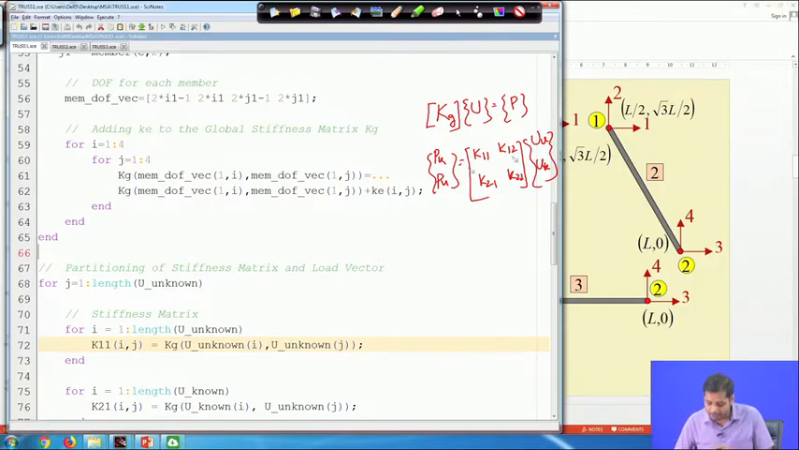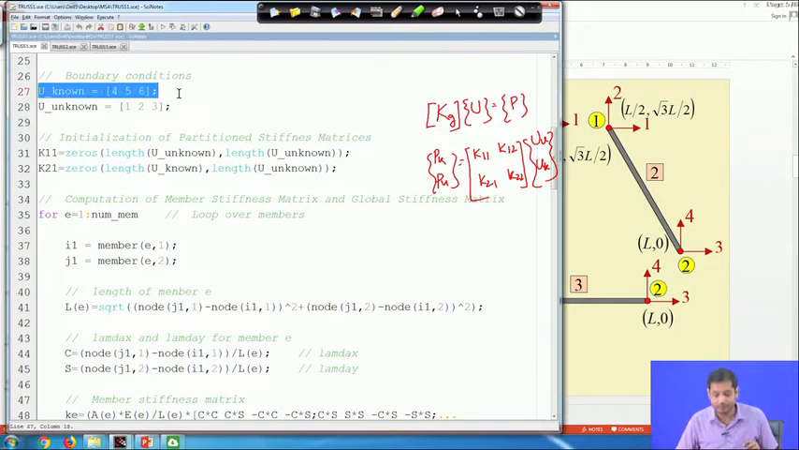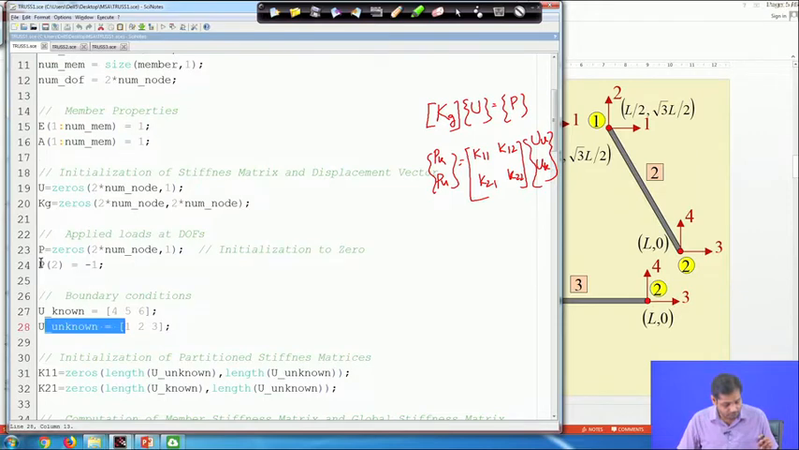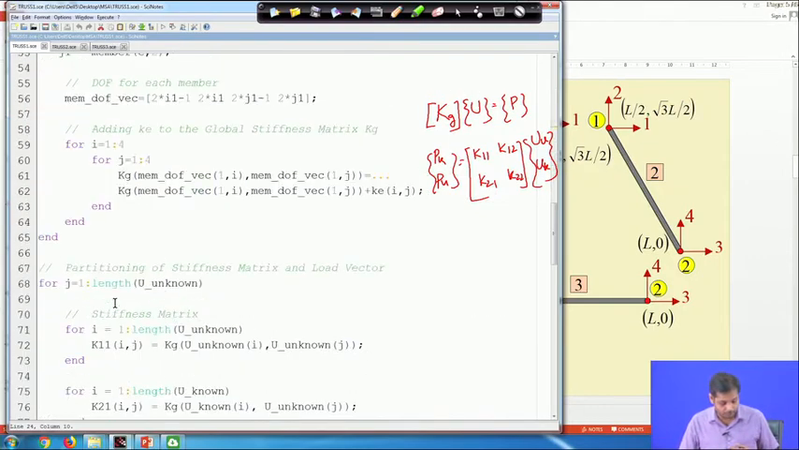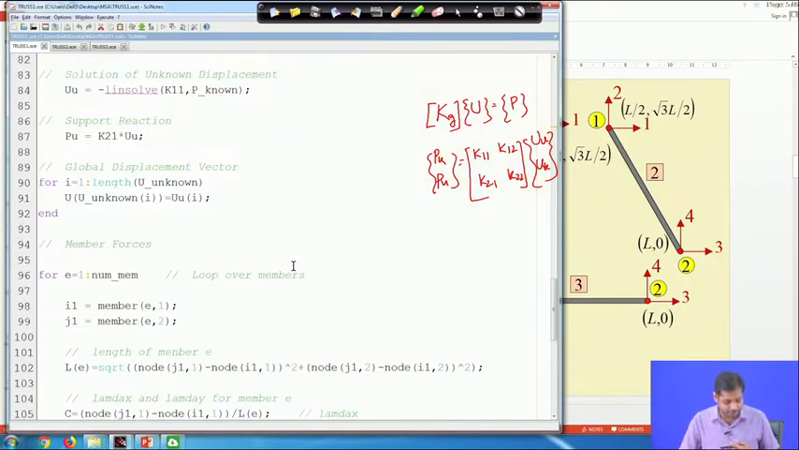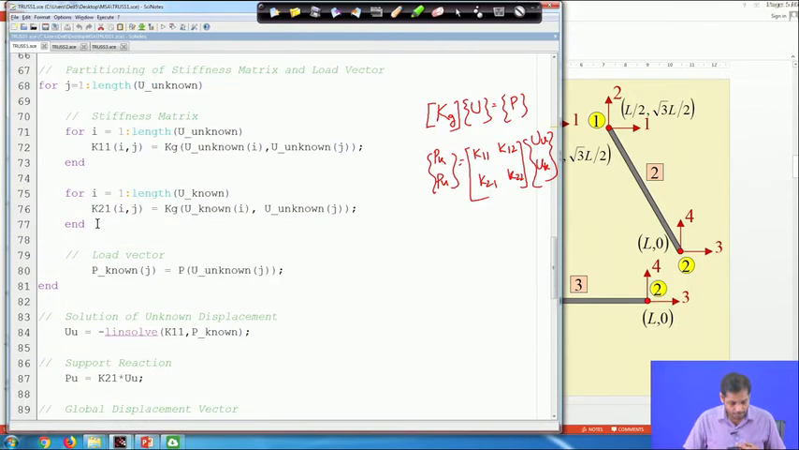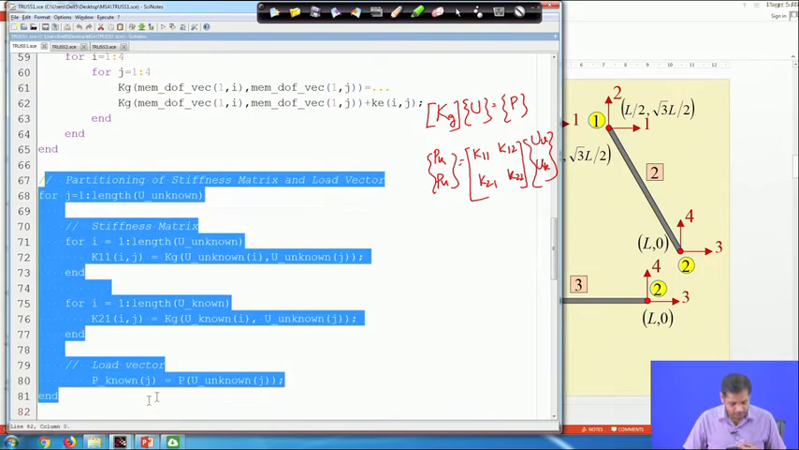Now, we have already given the information on U unknown and U known: which degrees of freedom are unknown and which are known. The total force vector is also there, and depending on these indices of P unknown, U unknown and U known, we have to reorient the corresponding members in the force vector. Similarly, this has to be done for the global stiffness matrix as well, and this is done here. Yes, partitioning of the stiffness matrix is done here.